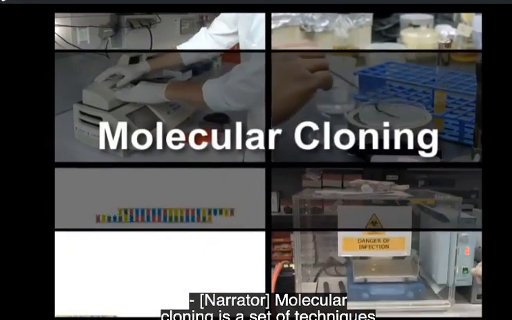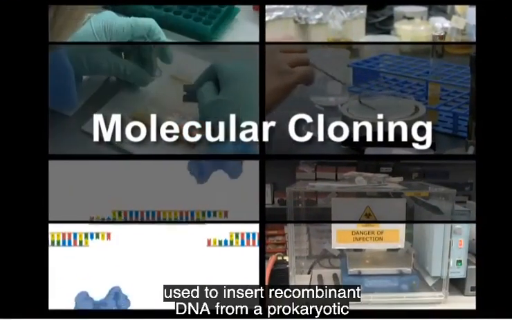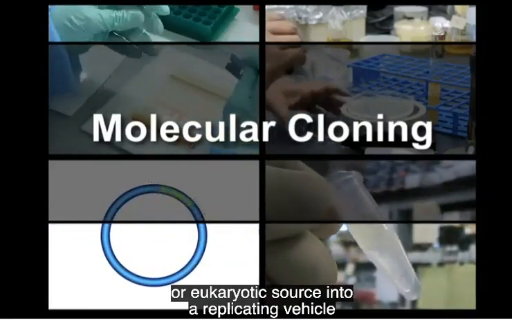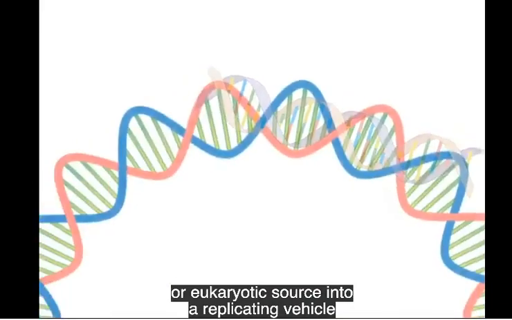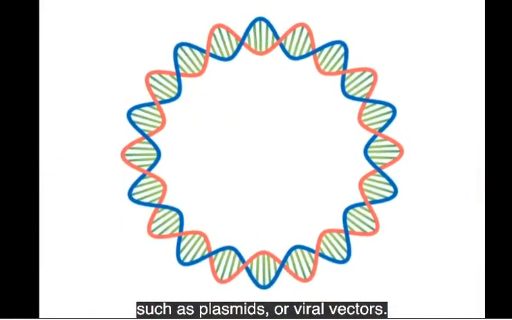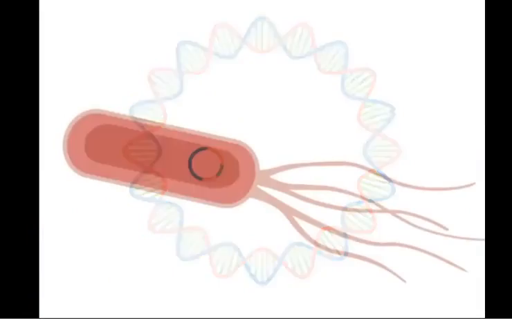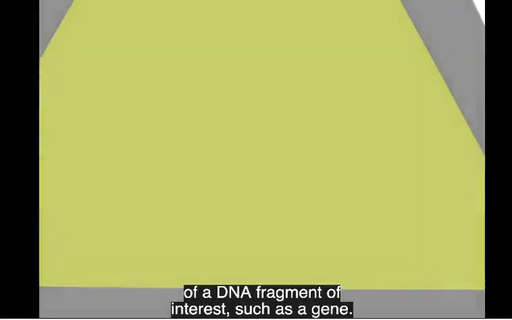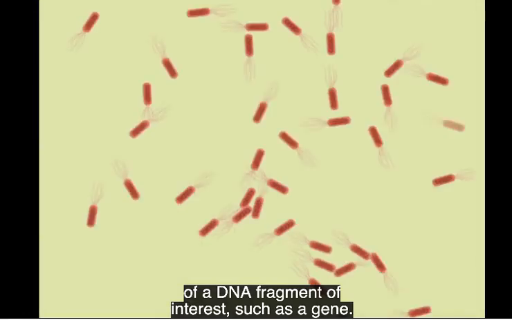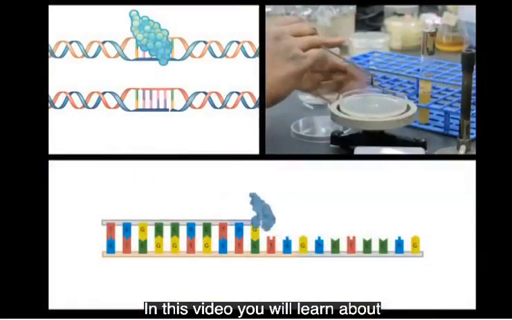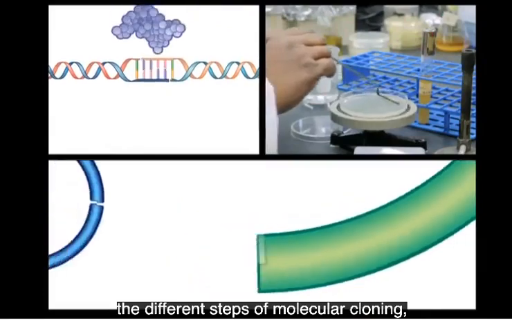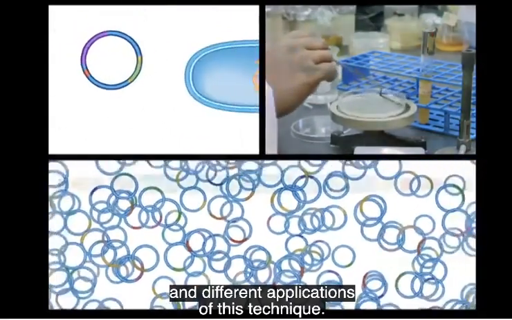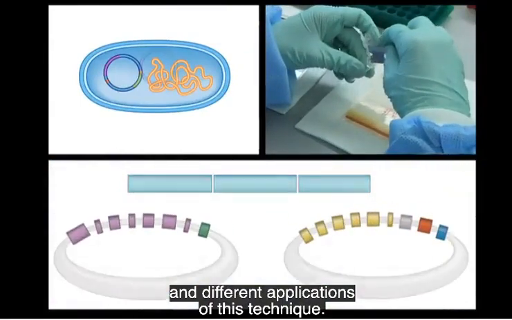Molecular cloning is a set of techniques used to insert recombinant DNA from a prokaryotic or eukaryotic source into a replicating vehicle such as plasmids or viral vectors. Cloning refers to making numerous copies of a DNA fragment of interest, such as a gene. In this video, you will learn about the different steps of molecular cloning, how to set up the procedure, and different applications of this technique.